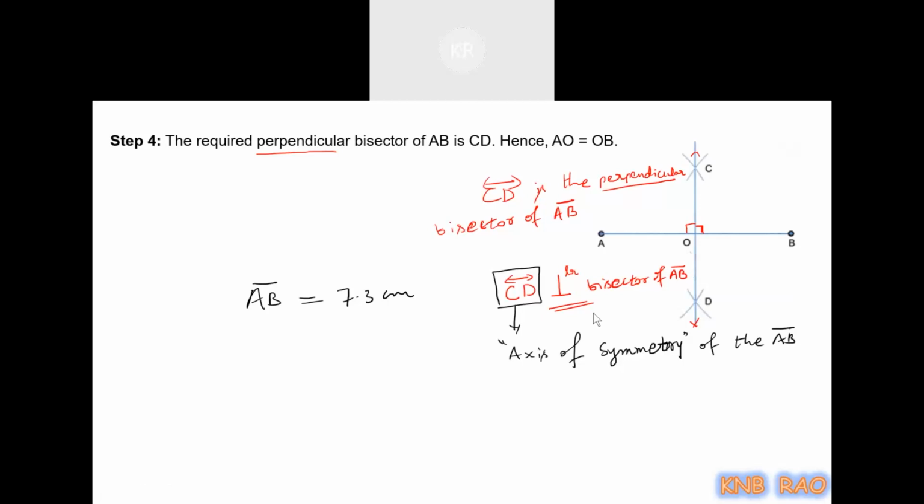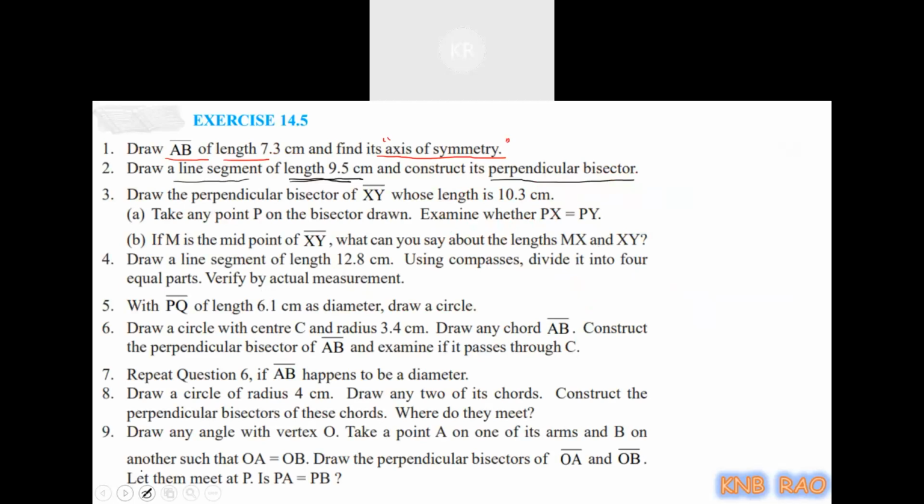When it doesn't have a fixed length, you need not find its length at all. Is it clear? Yes, sir. Now, the question here is that you need to just draw the axis of symmetry. That's it. Now, what about the rest of the questions?